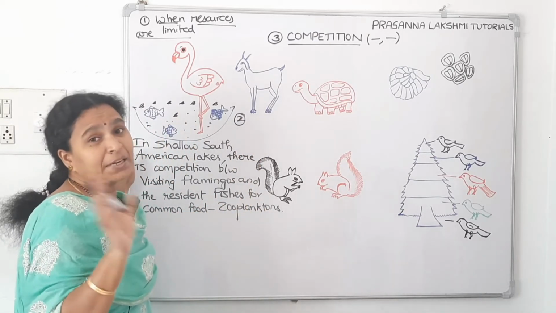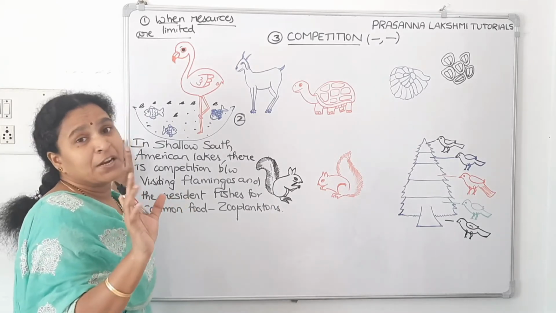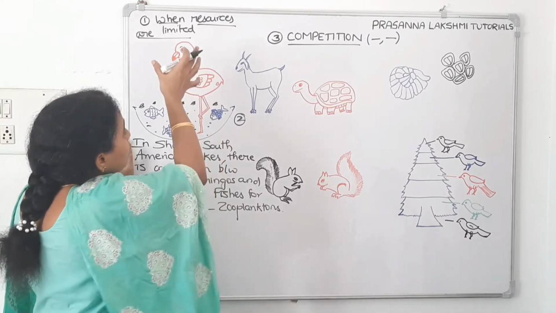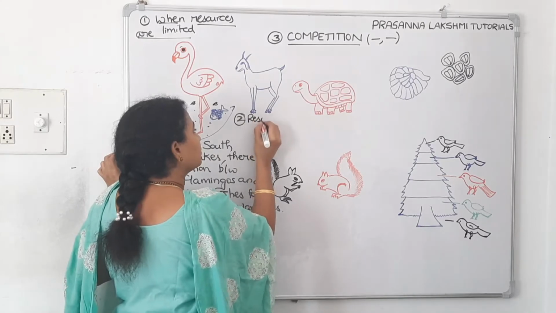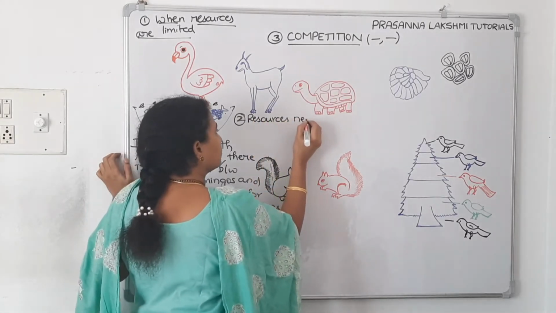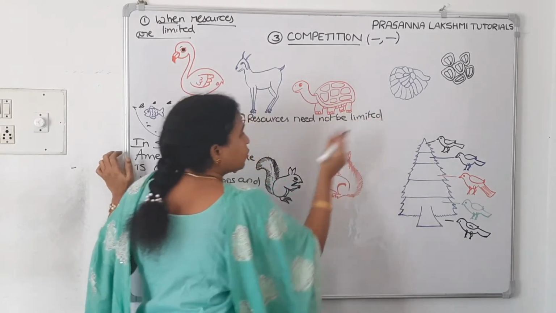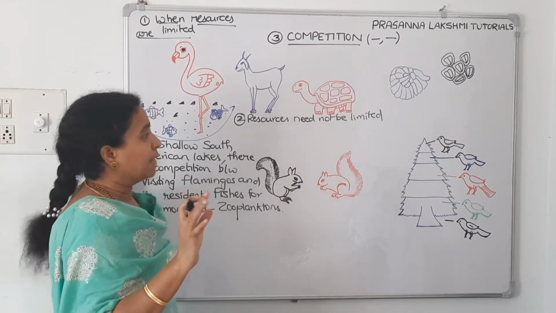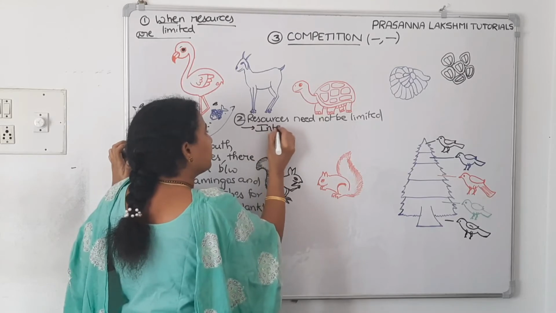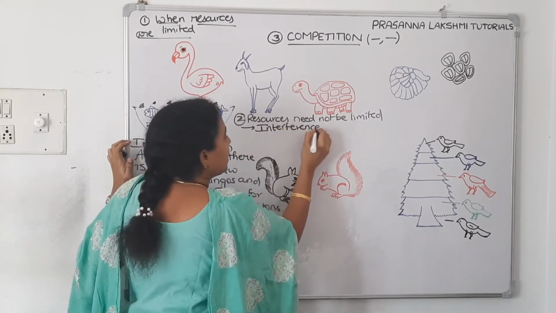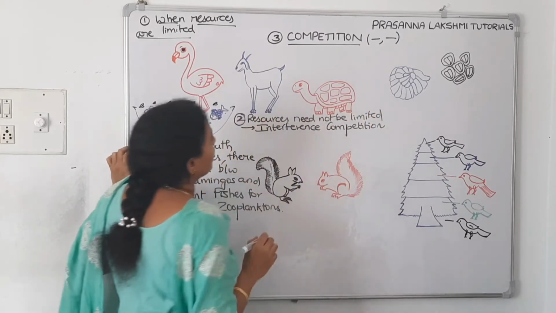Resources need not be limited always. So, there can be interference competition also. Here we told resources are limited. Now, this picture will explain that resources need not be limited. If resources are not limited, it means abundant resources are there. Then what is the concept? We are telling it is interference competition.